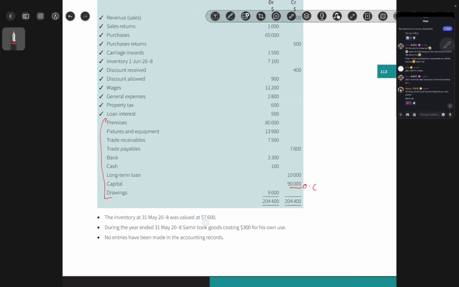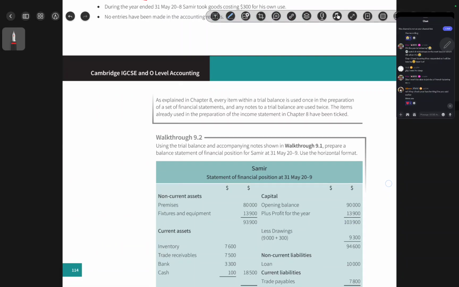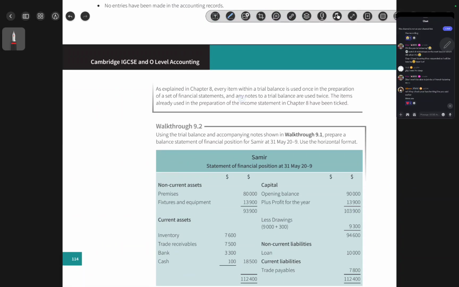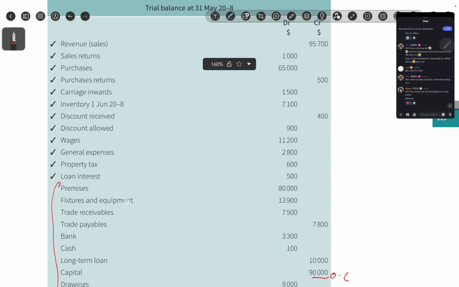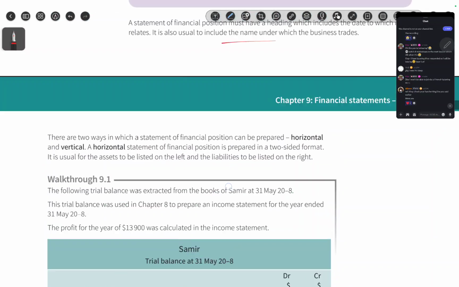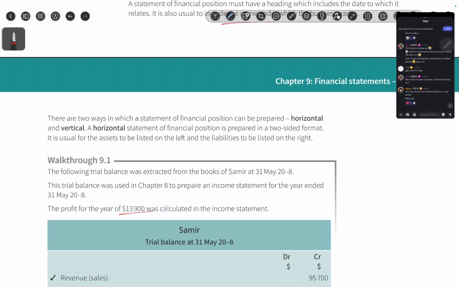Inventory valued was 7,600. This is a closing inventory, and this is our goods for own use, and no entries have been made in the accounting records for these two. As explained earlier, every item within a trial balance is used once in the preparation of a set of financial statements, and any notes are used twice. The items already used in the preparation have been ticked. These are the items used in the preparation of the income statement, and the purpose of them was to get ourselves our profit for the year, which we got, and it's right here.